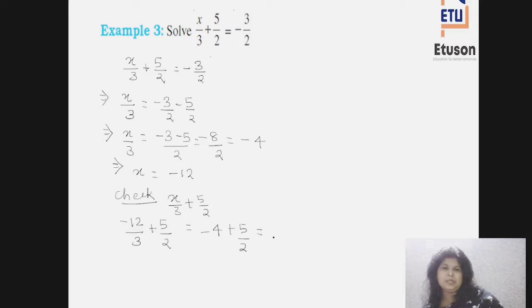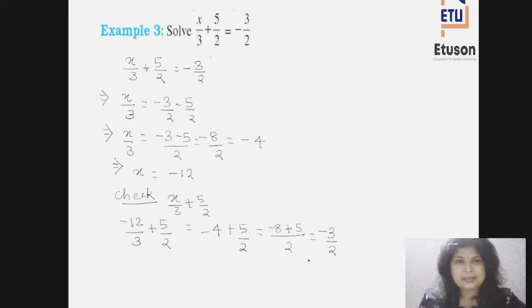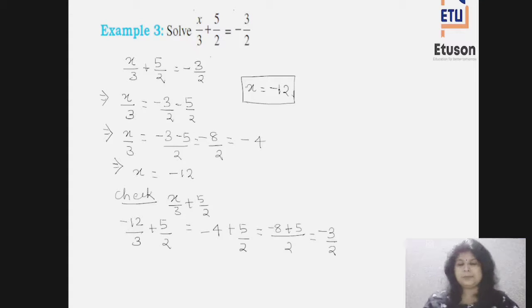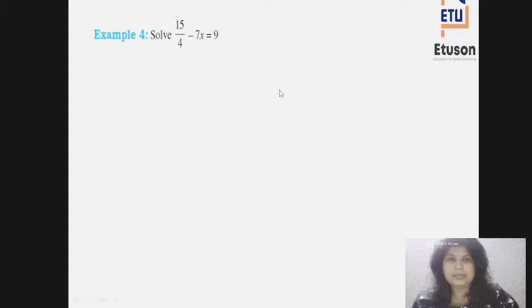अभी तुम्हारा कॉमन डिनोमिनेटर हो गया अब 2, तो माइनस 8 हो गया. माइनस 8 plus 5, that is minus 3 by 2. It is equal to your right hand side. Correct or not? Right hand side of the equation. So whatever the solution you have got for x is correct and x is equal to minus 12. So this is the answer to this particular equation.